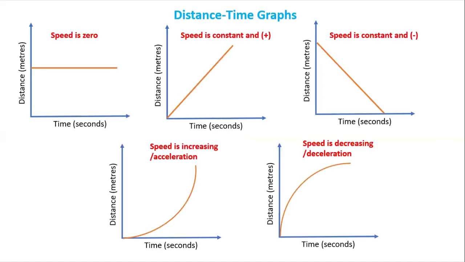Distance-time graphs, when we look further: this horizontal line means speed is 0. A sloping line means the speed is constant and positive. A downward sloping line means the speed is constant and negative. If the curve goes upward, the speed is increasing; we call it accelerating. If the curve slopes the other way, the speed is decreasing; we call it deceleration.